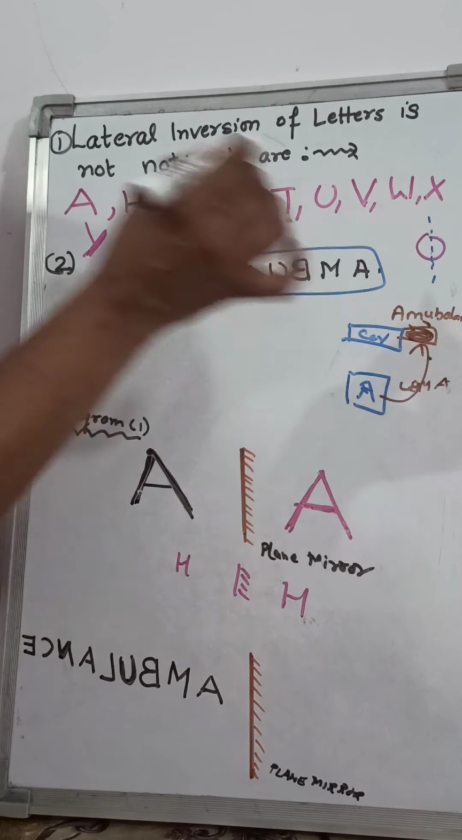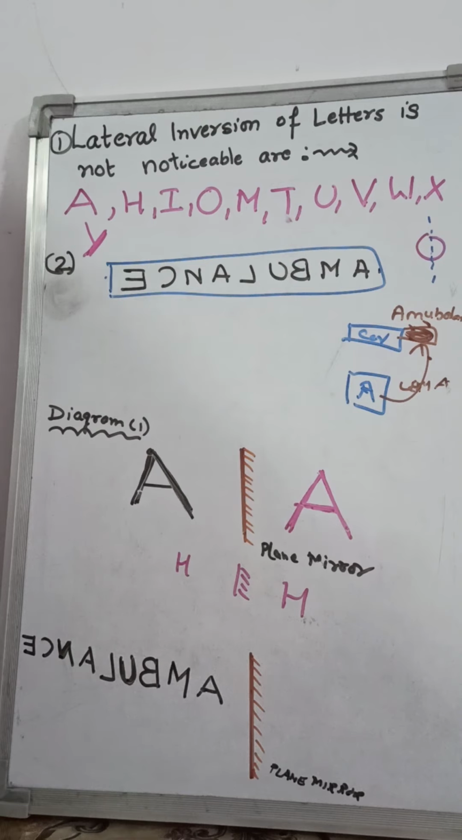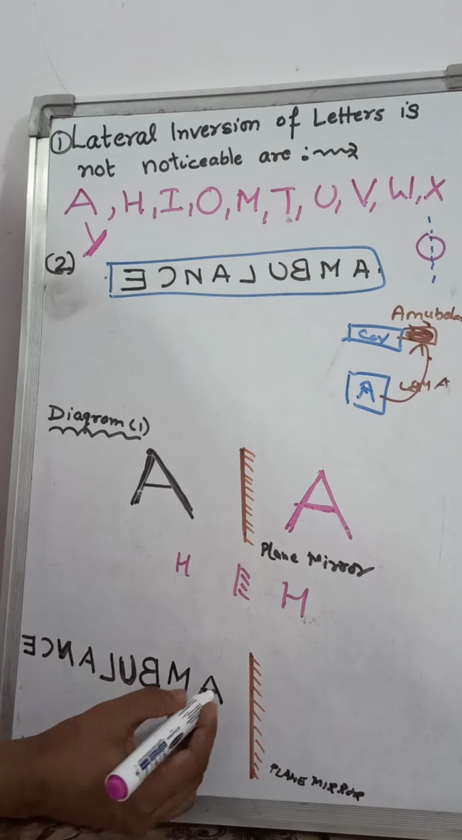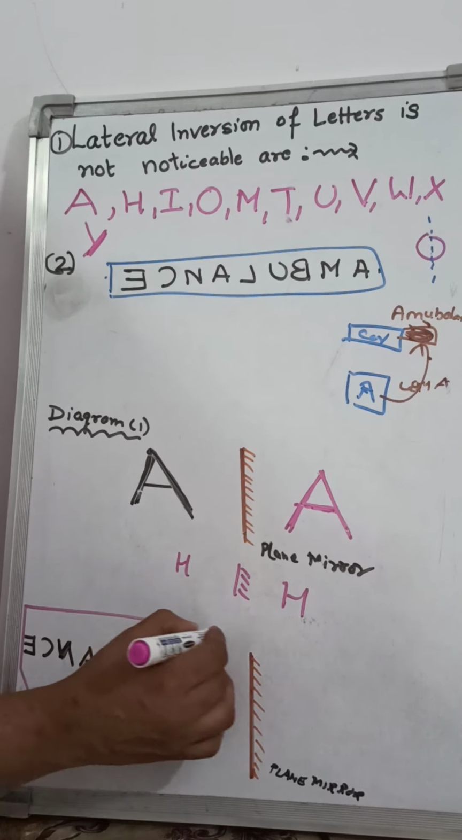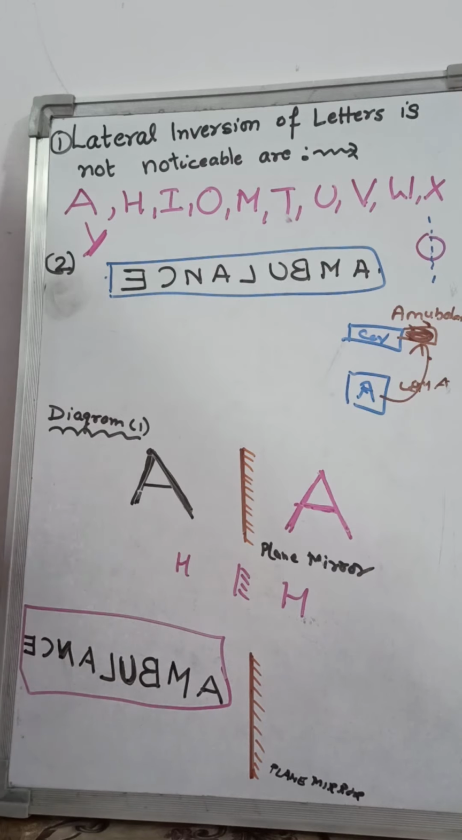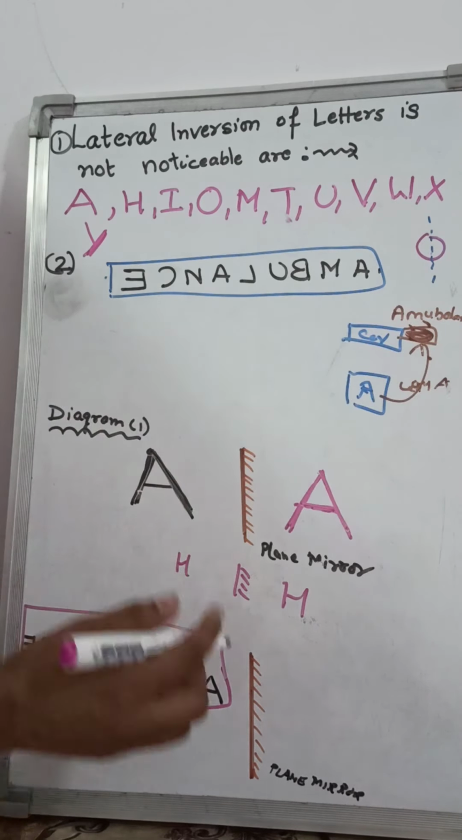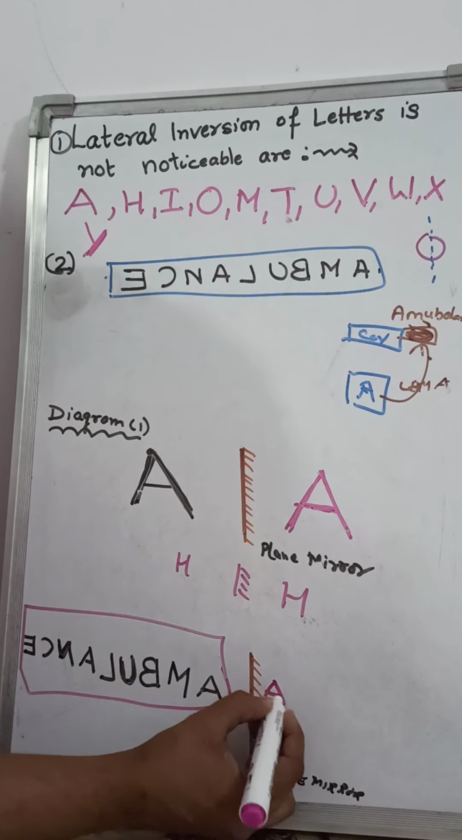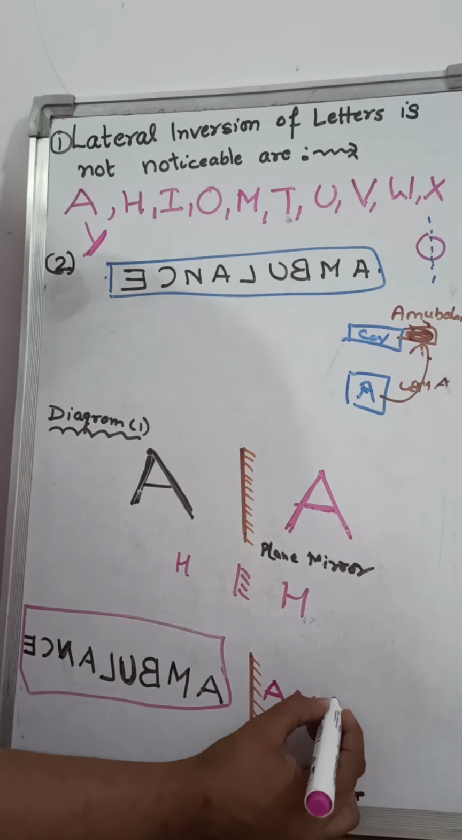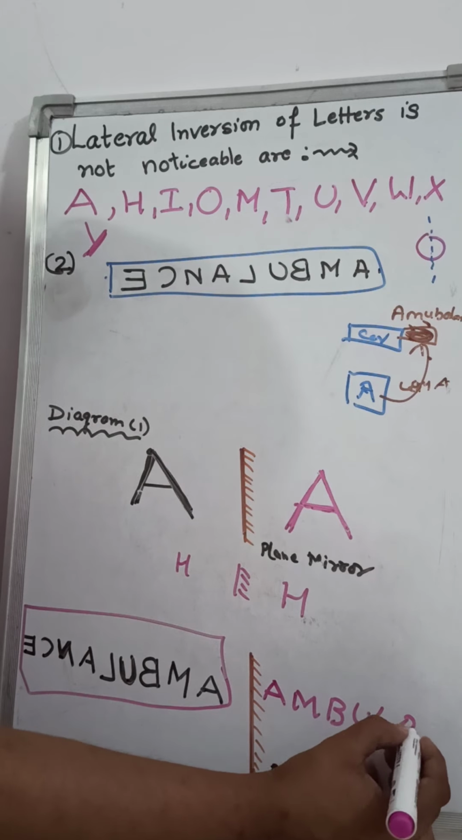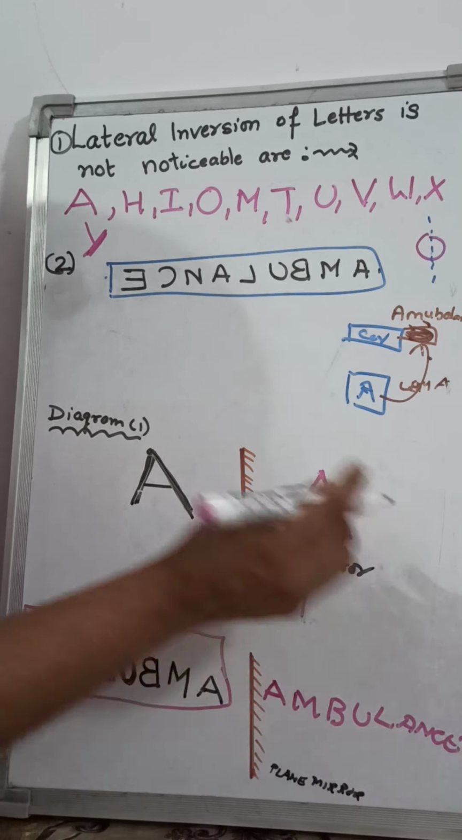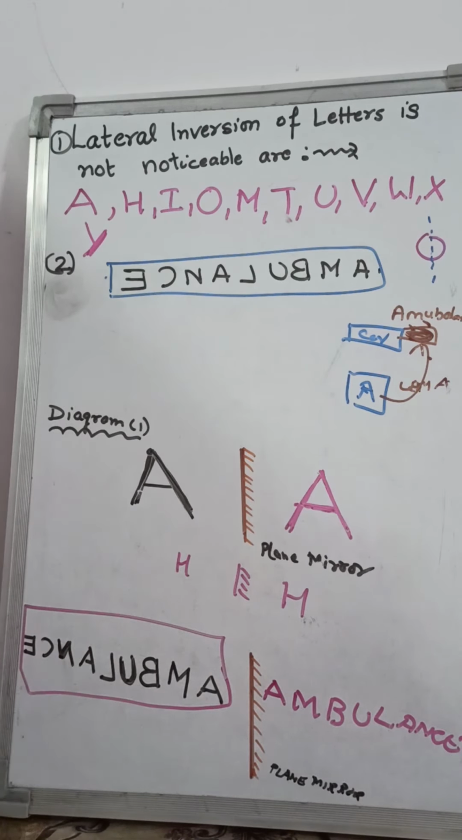Now next, let us see in the plane mirror how this word ambulance, which is written laterally inverted, is placed in front of the plane mirror, that is, in front of the rear view of the car. It will be seen this way by the driver. See? This way it will appear to the driver so that he gives way to the ambulance first.